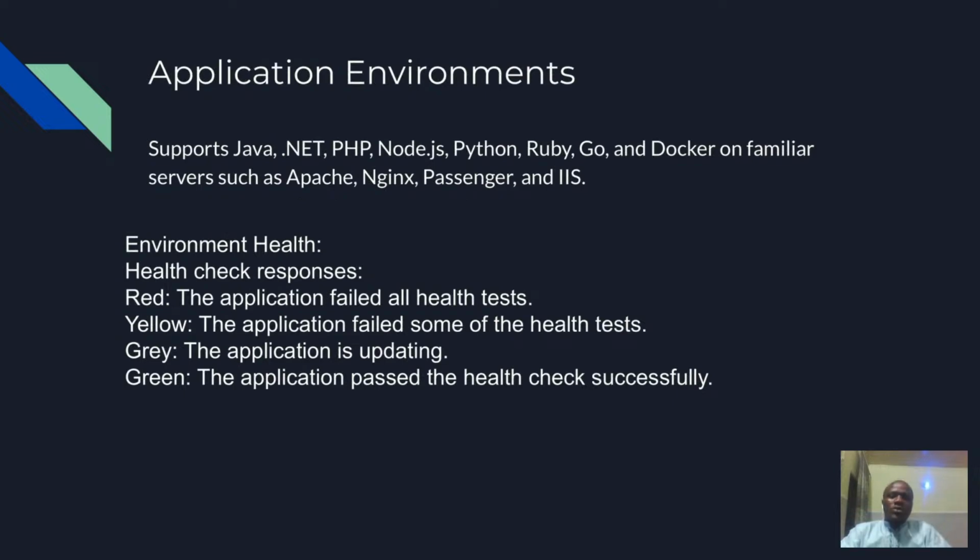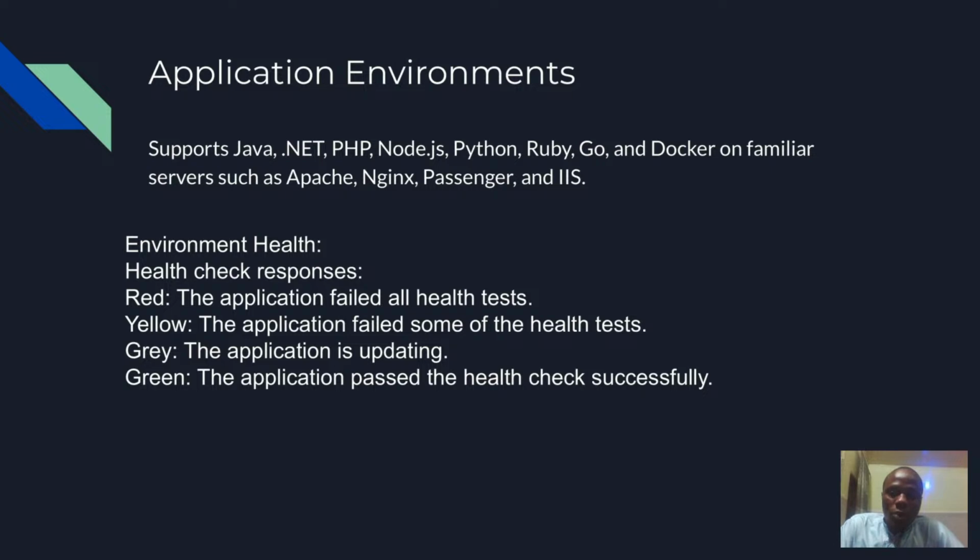All right. So these are some of the application environments that Elastic Beanstalk supports. That is the kind of applications that you can deploy using Elastic Beanstalk. You can deploy a wide variety of applications: Java, .NET applications, Python applications, PHP applications, Node.js applications, Ruby, Go, even Docker applications, and also web servers.